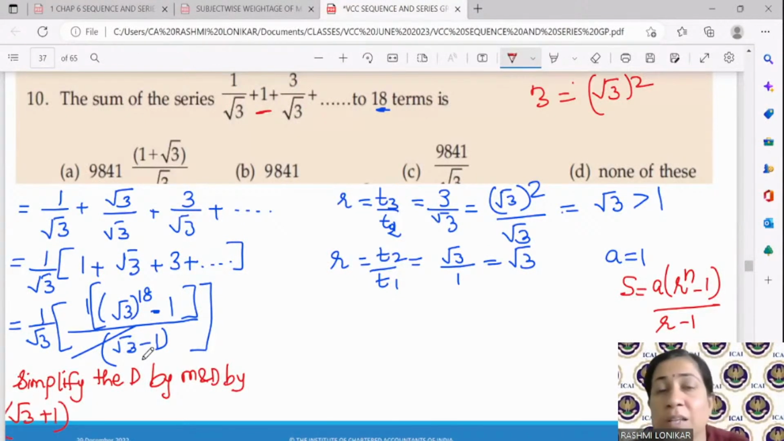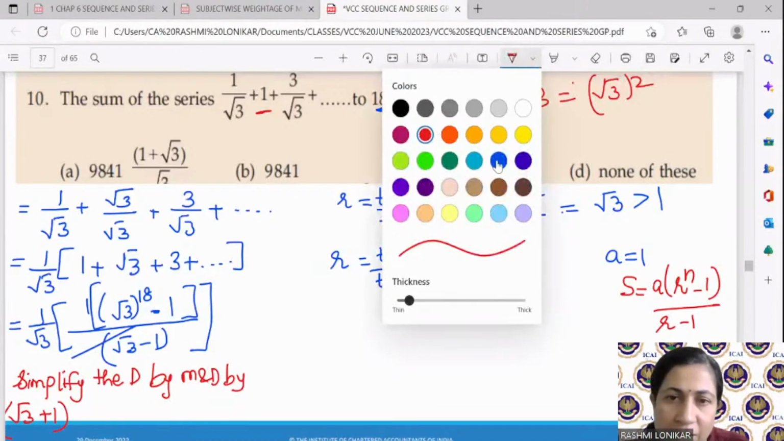Because this is an irrational number, root 3 minus 1, I have to use the conjugate. So root 3 minus 1, you will multiply by root 3 plus 1. Remember in the equations, chapter 1 equation, you must have already done this.